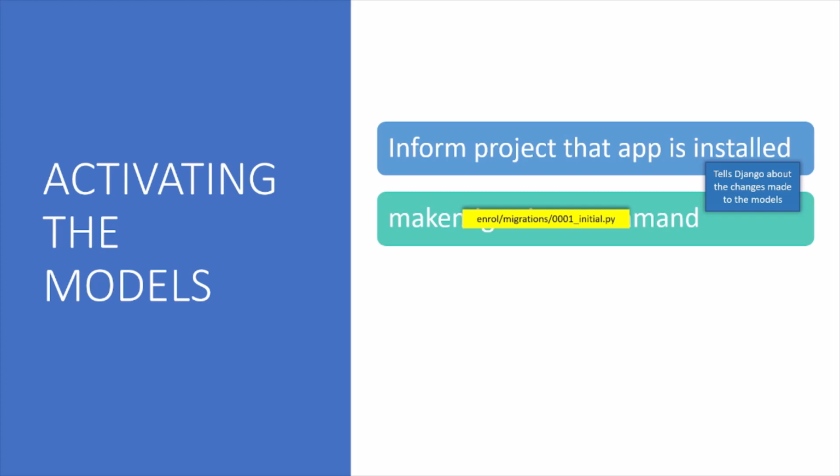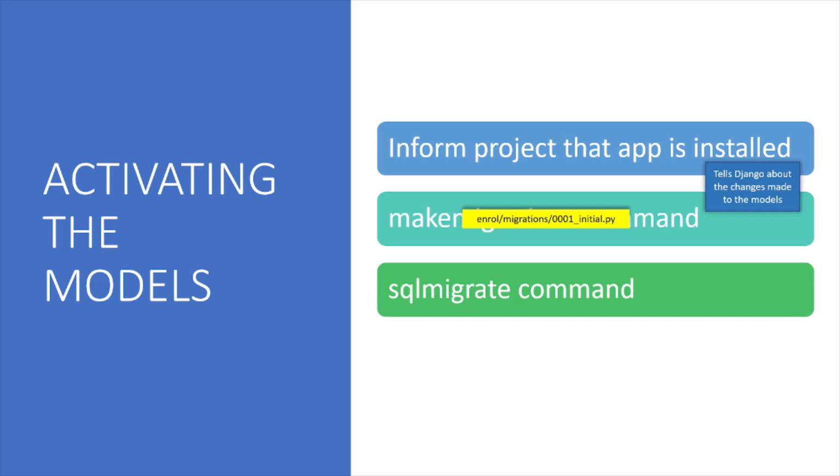Now, the next thing we need to talk about is the sqlmigrate command. This will just print SQL statements on screen. This is useful, of course, to hand over to your database administrators who may want to know what changes Django is going to make to the database structure.